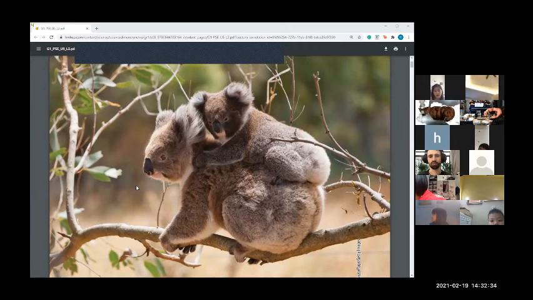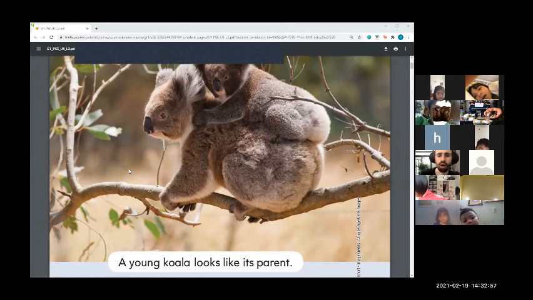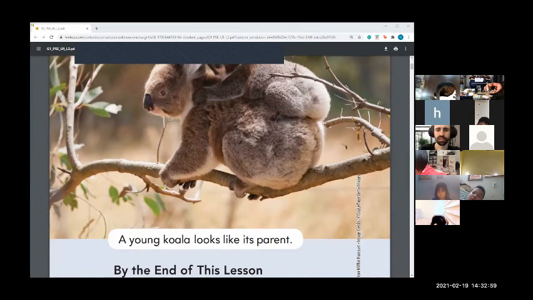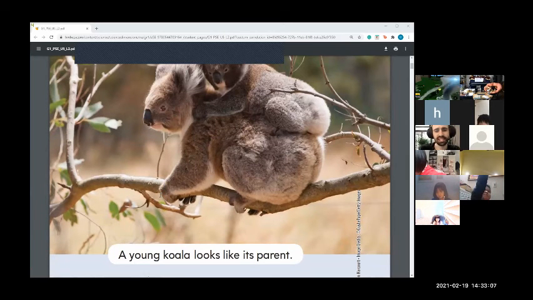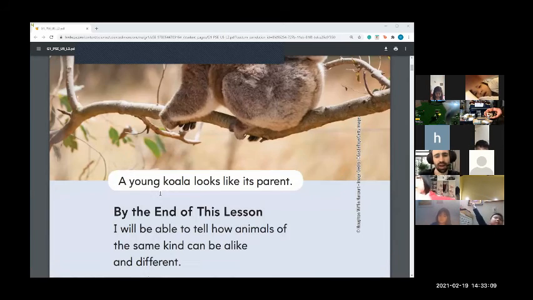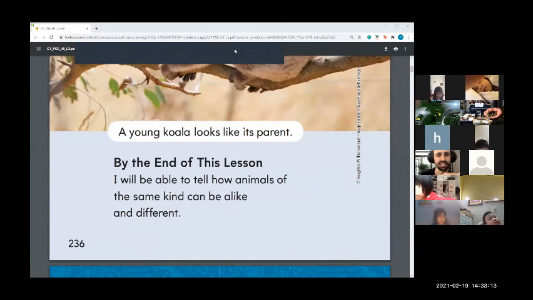This is a koala. Sometimes they're actually called koala bears. And it looks like its parent. By the end of this lesson, I will be able to tell how animals of the same kind can be alike and different.